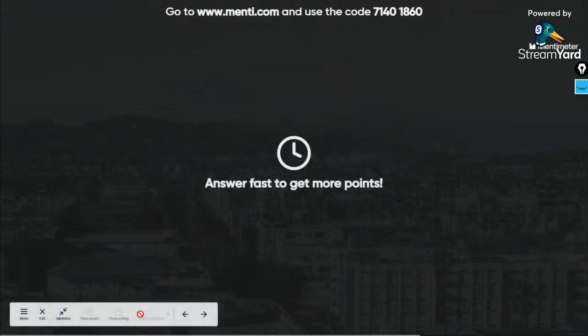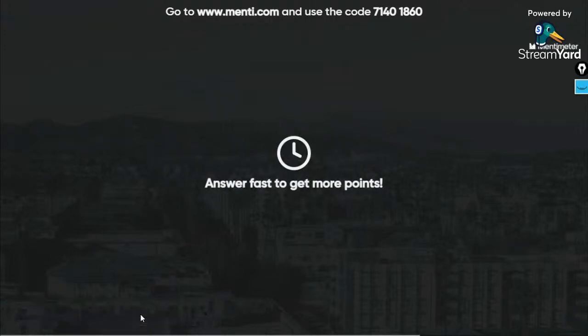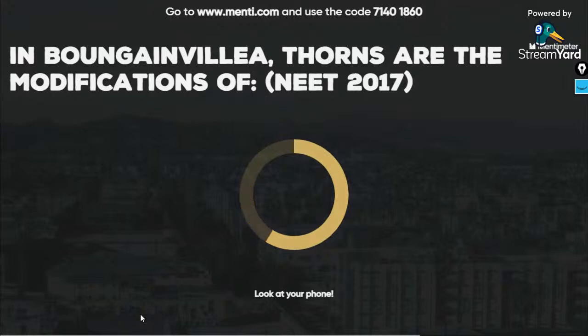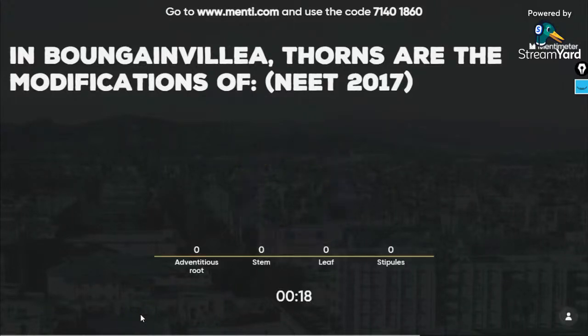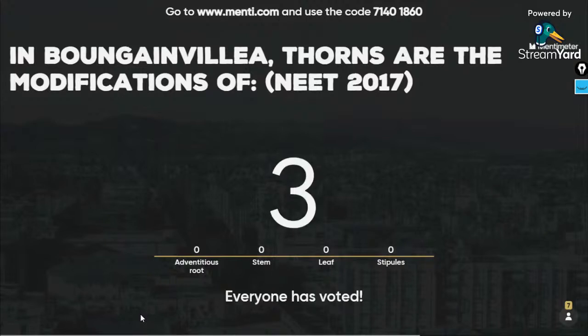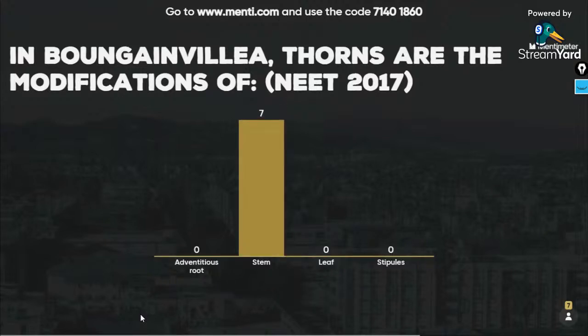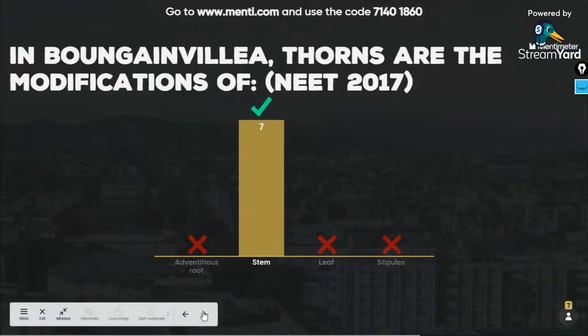Question number 4 out of 5, the second last question, right now on your screens. NEET 2017 question: in Bougainvillea, thorns are the modification of adventitious root, stem, leaves, or stipule. Absolutely correct. It is the modification of the stem.